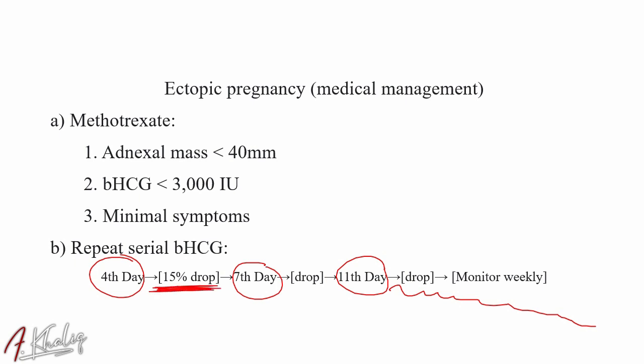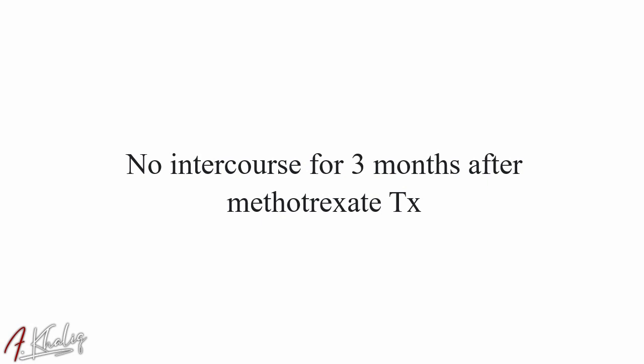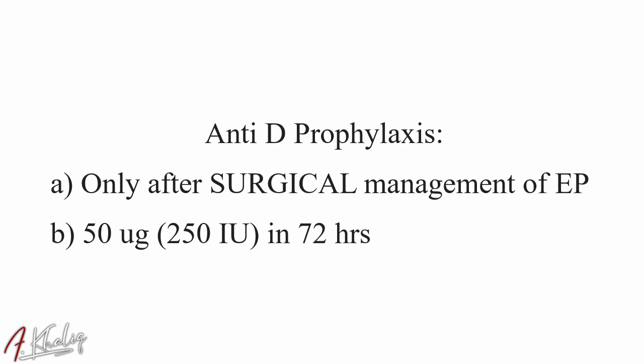And then again, you're going to see more drop between 7th and 11th day. And then you will have to monitor it weekly. And between every 2 readings, you're going to see drop in the beta HCG. After you go for the methotrexate treatment for the ectopic pregnancy, you should avoid intercourse for at least 3 months. If you choose to go with the surgical management of ectopic pregnancy, you will use anti-D prophylaxis and you will give 250 international units in 72 hours.